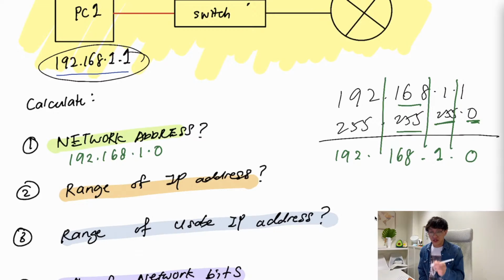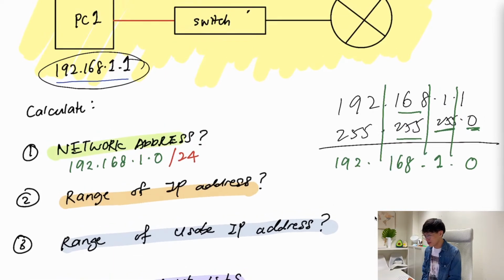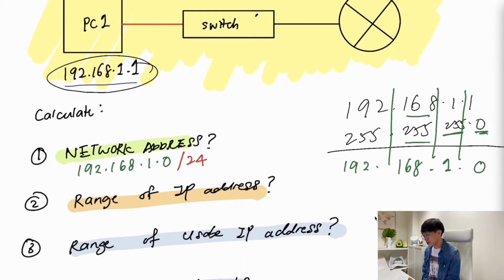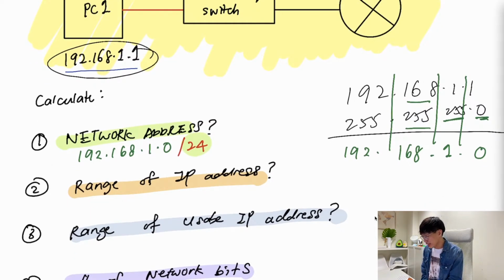Okay, now one more thing. When we write network address, you always want to write the mask together as well. So in this case, it's a /24 because my mask is /24 here. Now this is very important because if you do not write this one, then I do not know whether you are using a /8 or /16 or /24. So it is always important that you write the mask together as well.